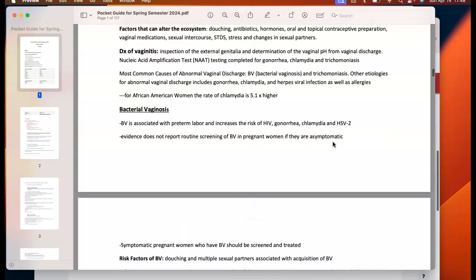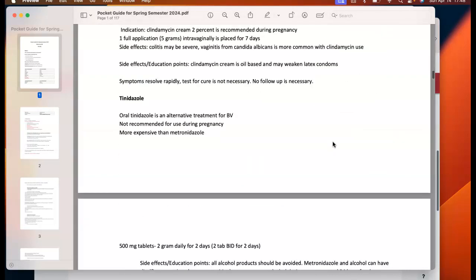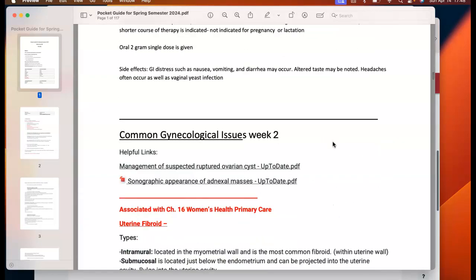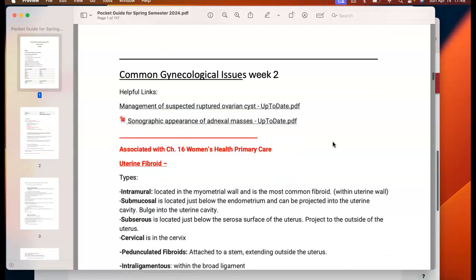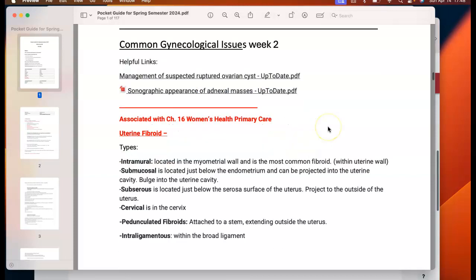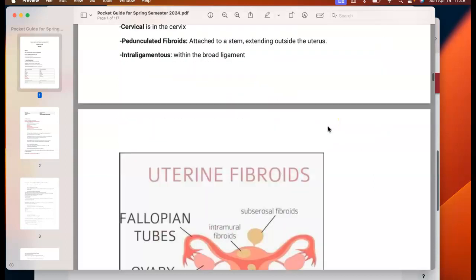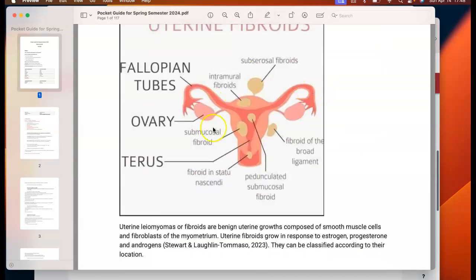So this is vaginitis, and how to treat, and then we went on to week 2 and common gynecological issues. So I provided updated information on suspected ruptured ovarian cysts and what adnexal masses look like on a sonographic appearance based on UpToDate. And then I went over uterine fibroids to have as reference, and then provided this image for myself to know exactly where a fibroid would be in the clinical setting and what it would be defined as.